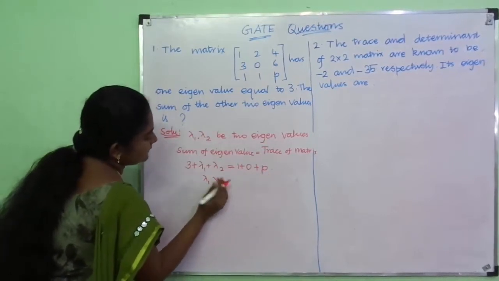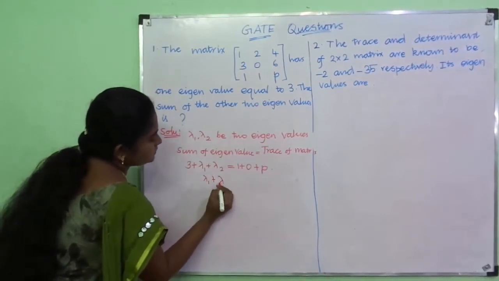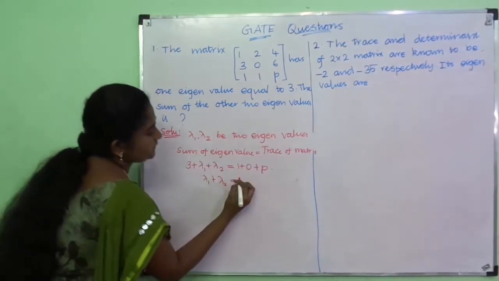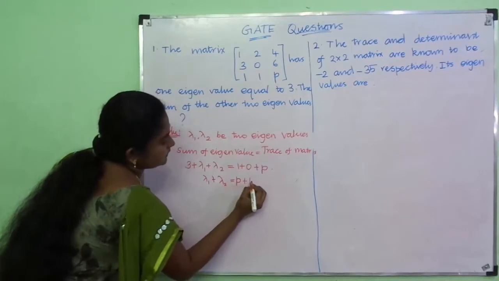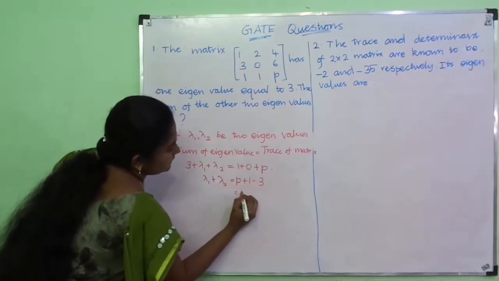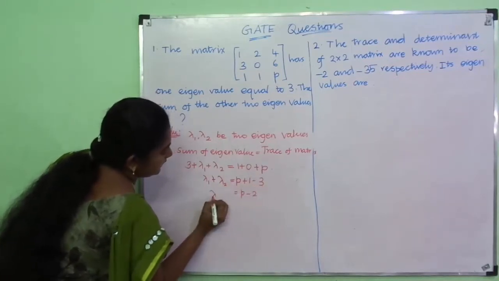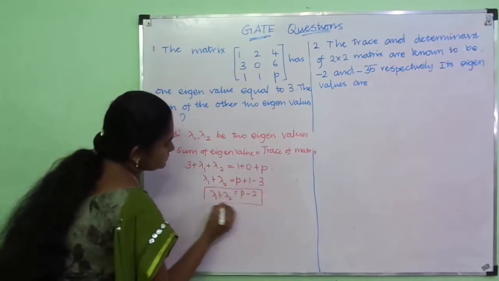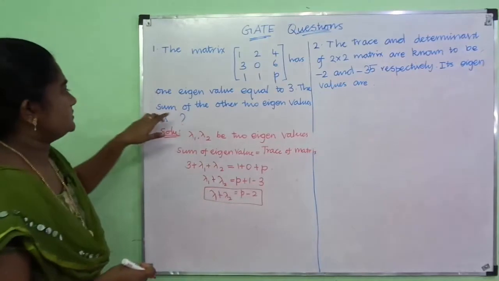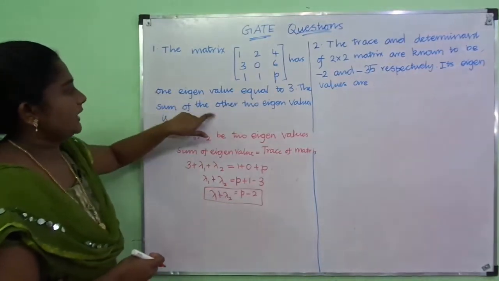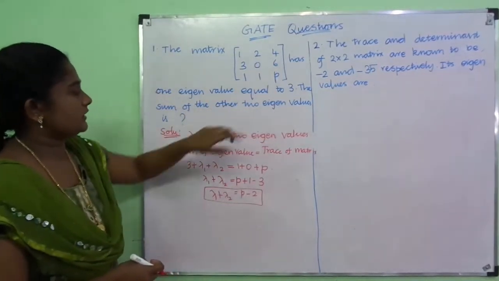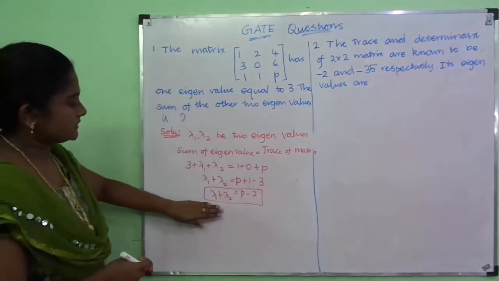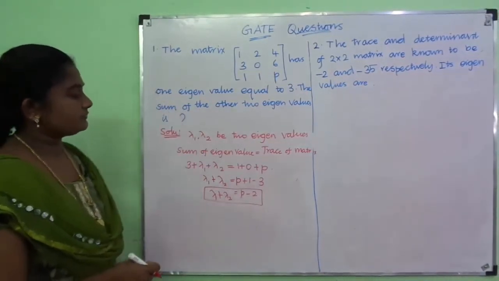Keep lambda 1 plus lambda 2 as it is on this side and bring 3 to this side. P plus 1 minus 3, that is p minus 2. Lambda 1 plus lambda 2 is equal to p minus 2. This is what we want, the sum of the other two eigenvalues. The other two eigenvalues we have taken as lambda 1, lambda 2. So its sum is p minus 2.